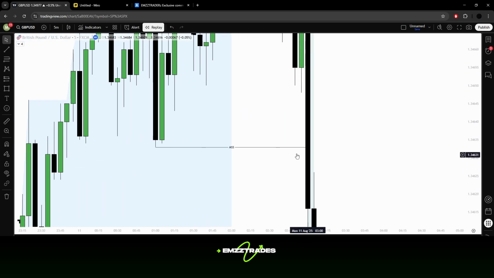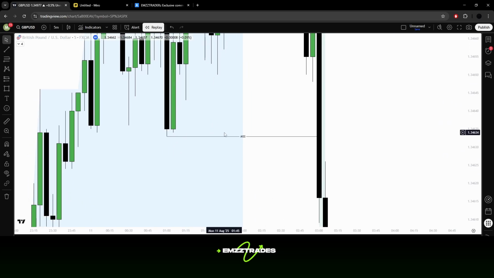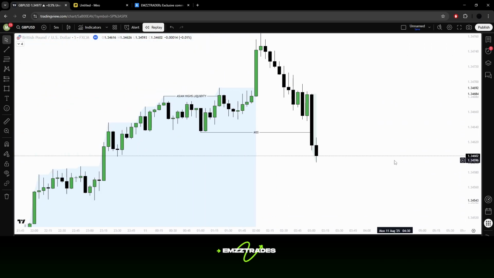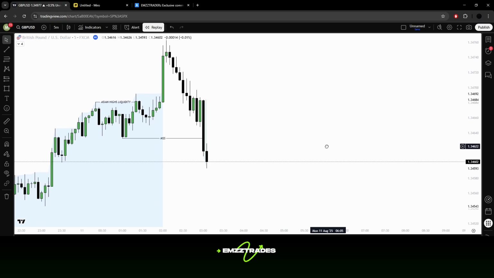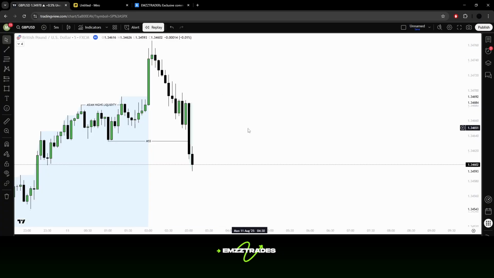And as you can see right here, that's the exact format that I used right there. This candle is not really low, this candle is low, but it's not lower than this one, which is why we use this as our market structure shift. Very, very easy, very, very simple. Anyone can get this. What you need to do next is identify a fair value gap, and then you can overlap it with a market structure shift for a higher probability, and then you can execute the trade.